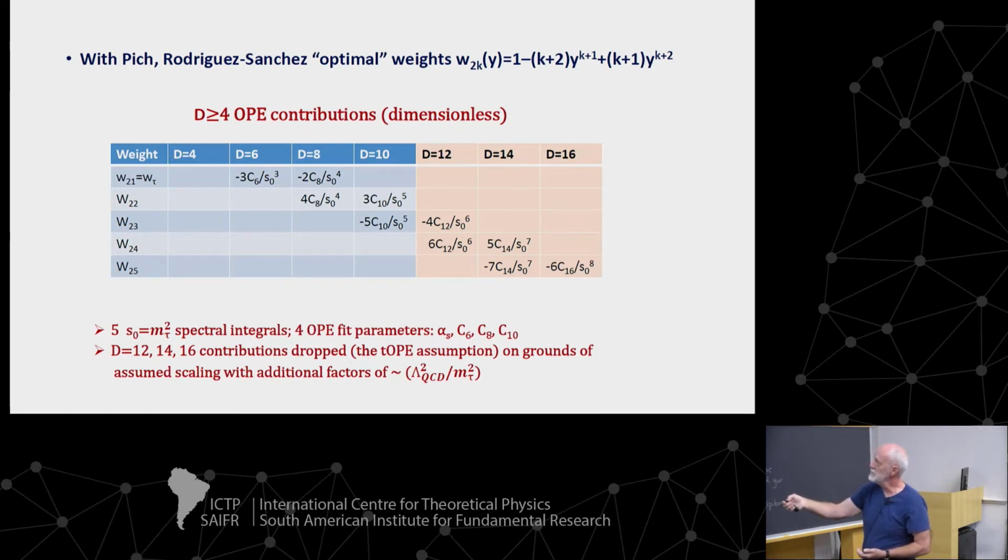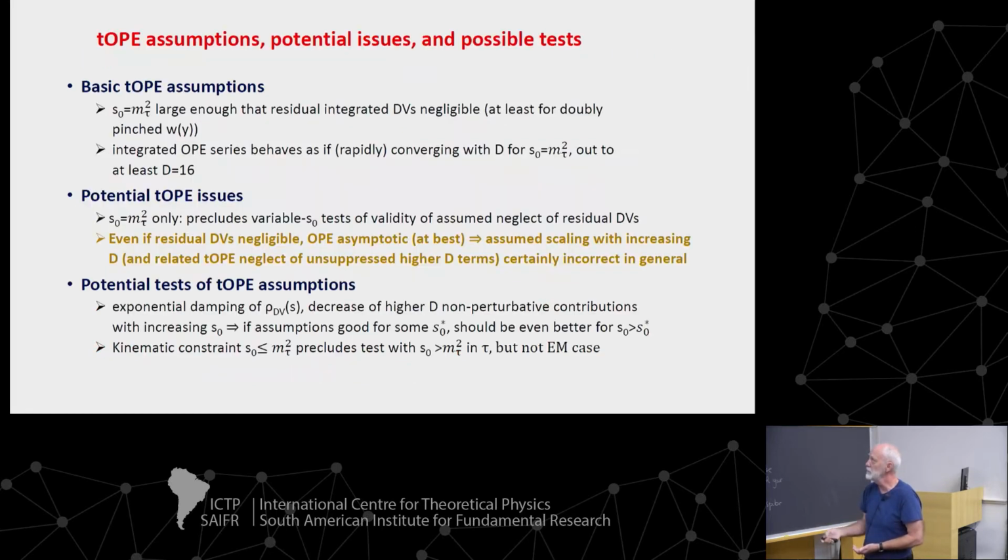And again, this is what the higher dimension contributions look like. These are the ones that you keep. These are the ones that you neglect, even though some of them have some pretty big numerical coefficients in front of them. And it's crucial that you neglect these on the grounds roughly that they scale down. You assume that they scale down rapidly, but you don't know whether that's true in actual QCD or not.